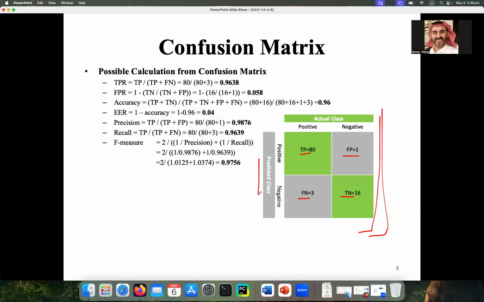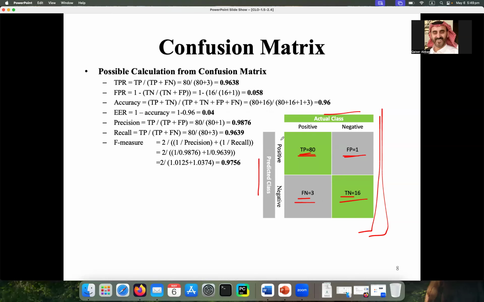This is your prediction class, which is by the model, and this is your actual class, which is through your data. And then positive, negative, and you have these values for true positive, false negative, true negative. We already have the understanding of this. This TP, FP, FN, TN, we started with from the first slide of the confusion matrix.